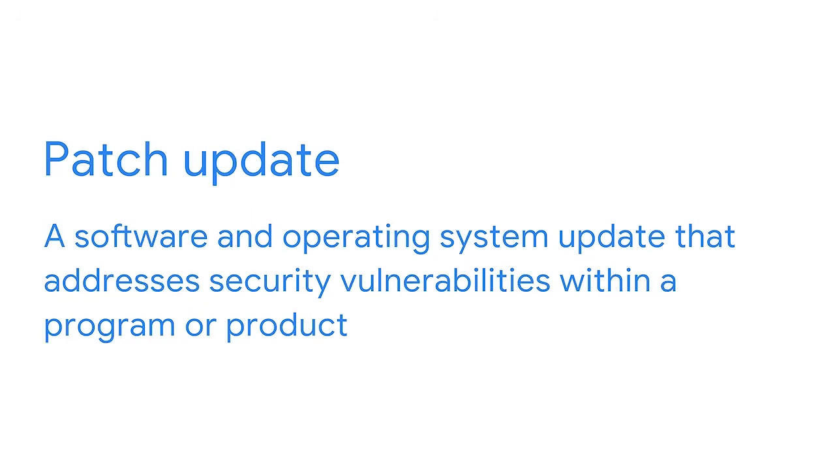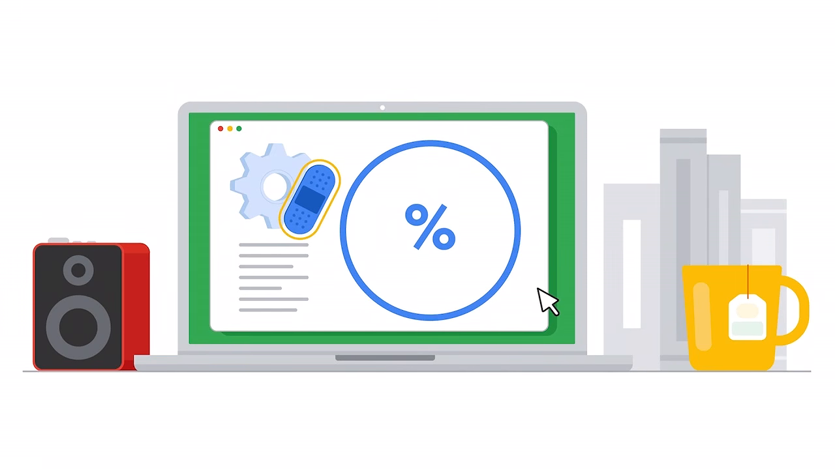Let's begin with OS hardening tasks that are performed at a regular interval, such as patch installation, also known as patch updates. A patch update is a software and operating system, or OS, update that addresses security vulnerabilities within a program or product. Now we'll discuss patch updates provided to the company by the OS software vendor. With patch updates, the OS should be upgraded to its latest software version.